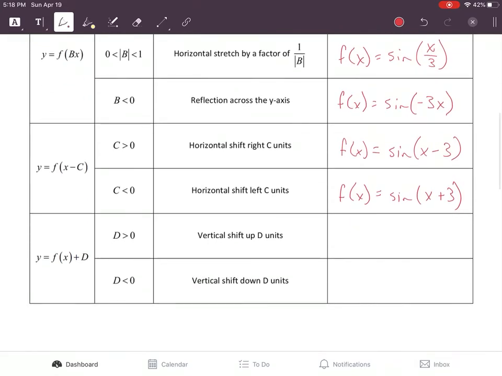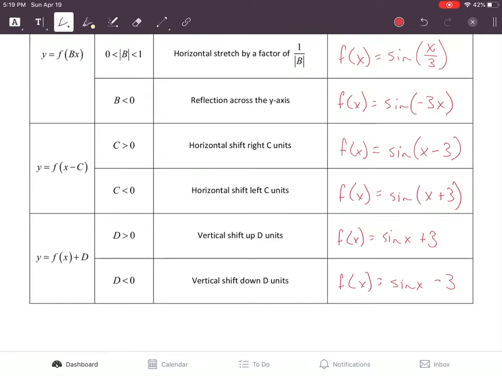And finally, we have the d value, which is a vertical shift either up or down based on if it's positive or negative. So we have f of x is equal to the sine of x plus 3. Notice it's not in parentheses, so it's going to be a vertical shift. And then we have f of x equals the sine of x minus 3. Again, it's not in parentheses with the x value, so it's going to be going down by 3.